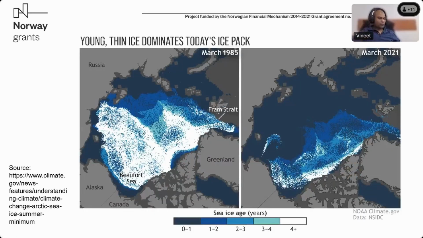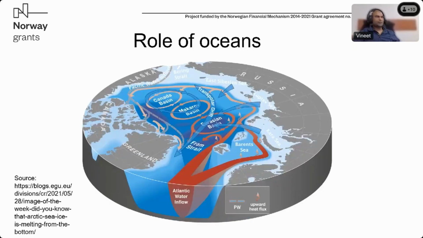So this warming sea ice melts due to processes both from above and from below. From above, it is very obvious that if the air temperature rises, it causes the sea ice to melt. But from the bottom, it's less obvious. There are large scale oceanic currents which are bringing heat from the equator towards the poles, and this heat also causes the sea ice to melt.